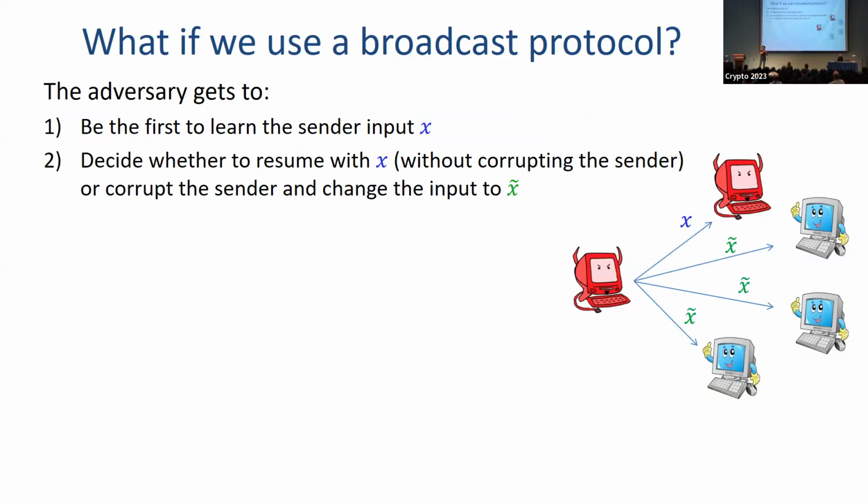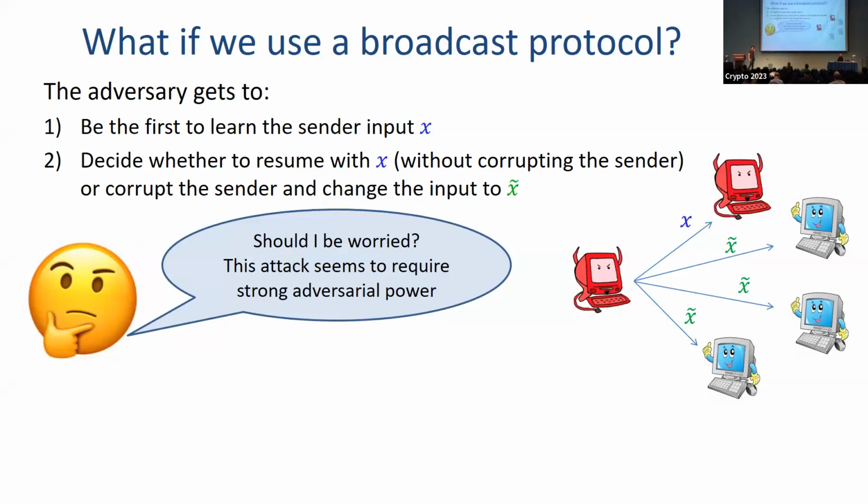It has a double dipping advantage. It can be the first to learn the input. I think of a Russian adversary. We assume normally that corrupted parties get it first, but if not, maybe it's simply lucky. So it gets to see the input value of the sender, and then decide whether it wants to corrupt the sender and change the output of the honest parties. So this is a double dipping attack that we don't normally have when I go on stage and talk.